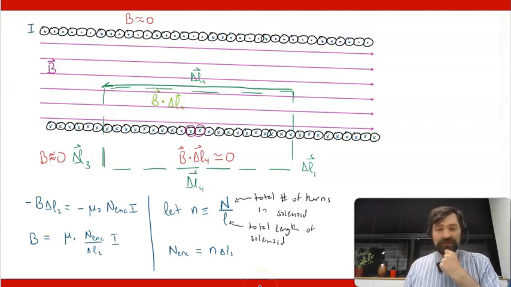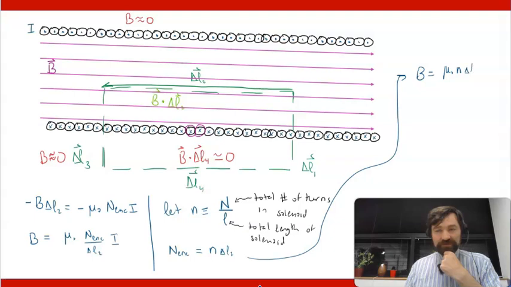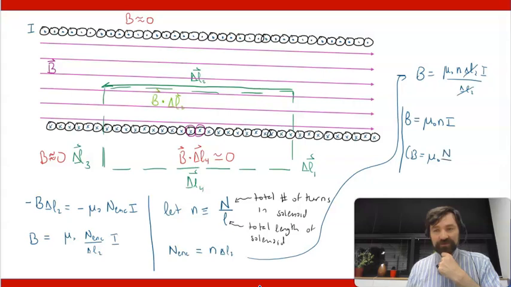And so basically what this means is that B, the magnetic field, is equal to mu naught times number of turns per unit length times delta L2 times current divided by delta L2. And so my delta L2's cancel, and I'm left with B equals mu naught little n I. Or if you prefer, B is equal to mu naught times total turns divided by length times I. But usually it's the top result that we specify for our solenoid.